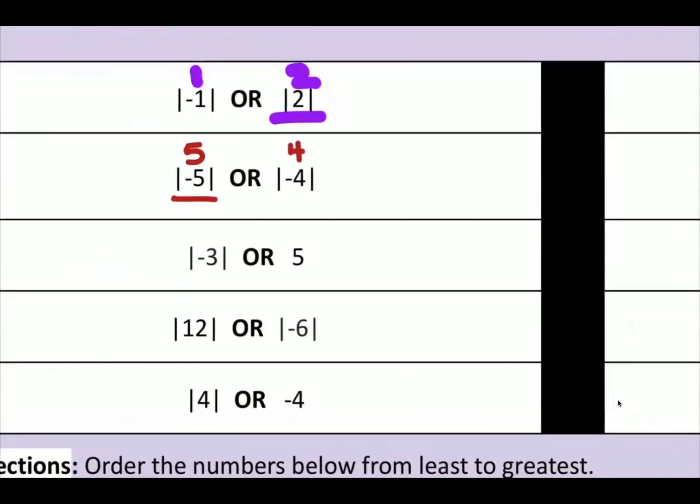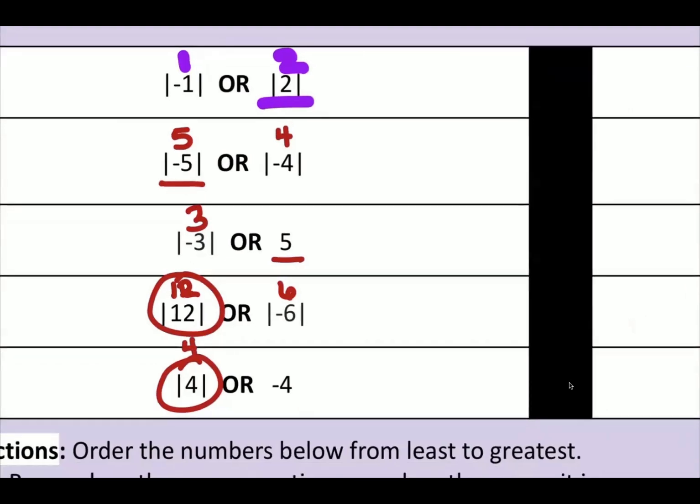I'll finish checking this column with you. Okay, so this one has lines around it, so it's absolute value. This one does not. Okay, so what's greater, 3 or 5? It would just be 5. For the next one, you should have circled the absolute value of 12. Could have also underlined it. And this one, the absolute value of 4 is 4, and that is greater than -4. Positives are always greater than negatives.